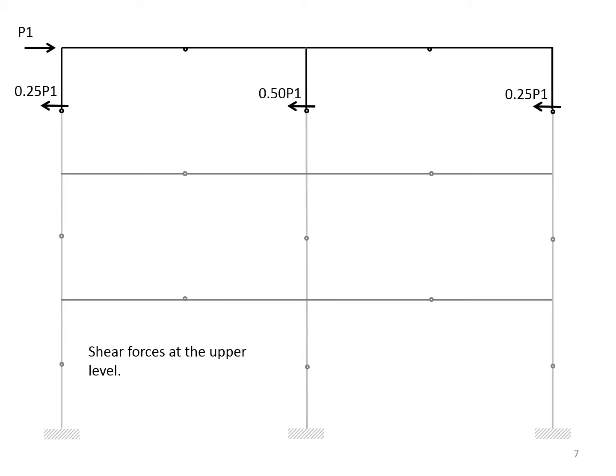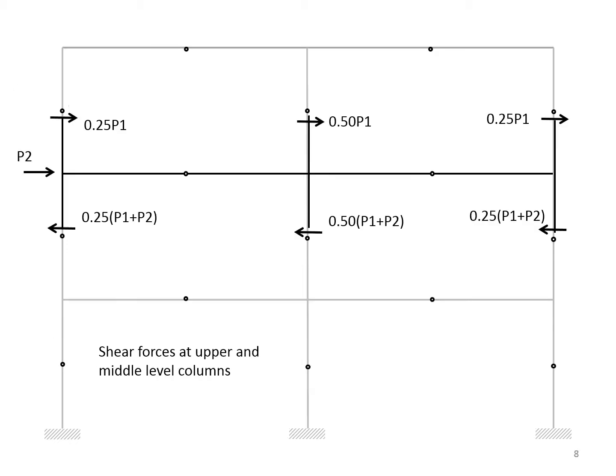We have made a section right above the point of inflections of the upper level columns. The shear force is P1, which is now distributed to 25% each to the exterior columns and 50% to the interior column. Moving down to the middle level, the total shear is now P1 plus P2. If you look at the lower column, we have 25% of this total shear, each at the exterior columns, and 50% at the interior column.